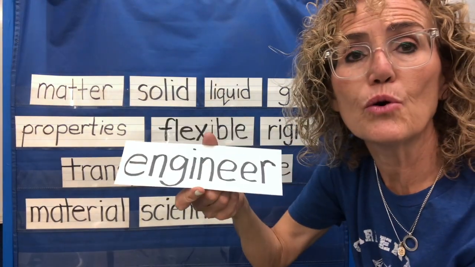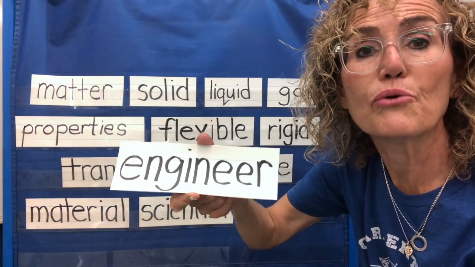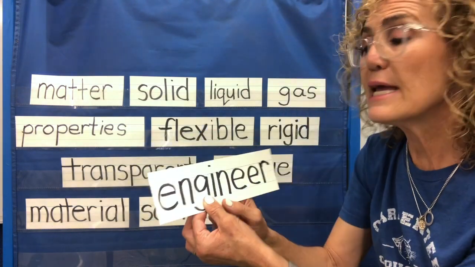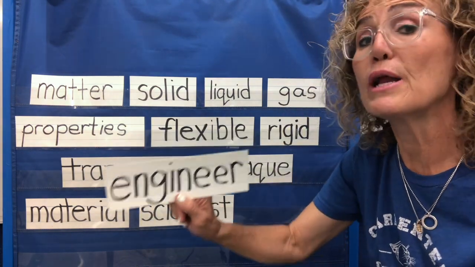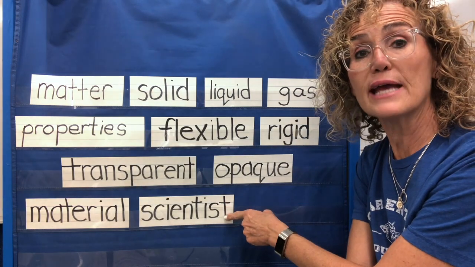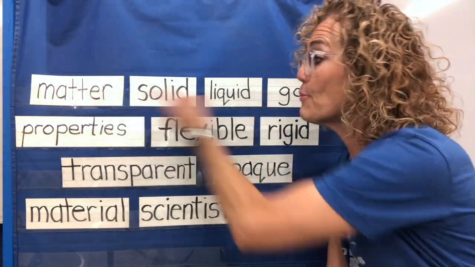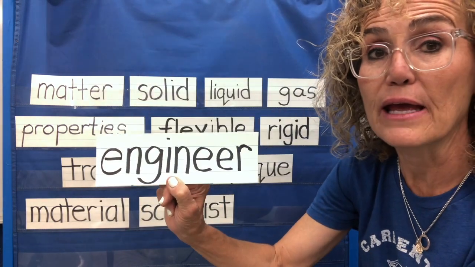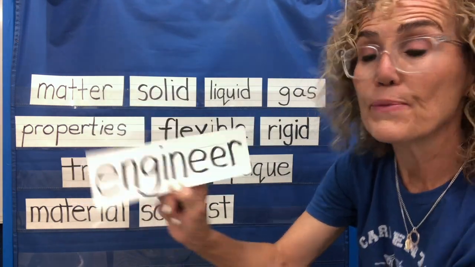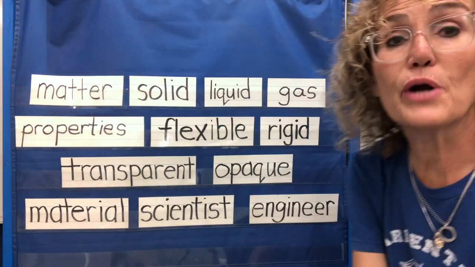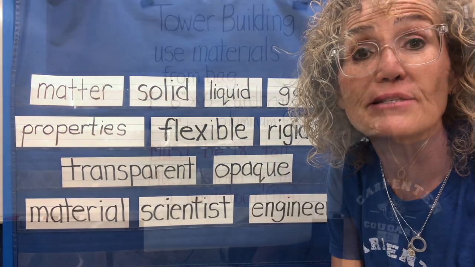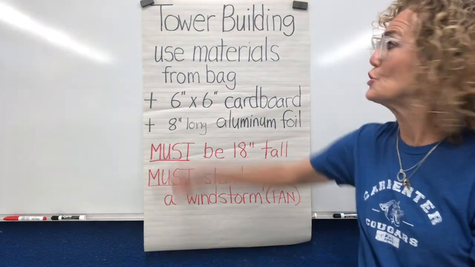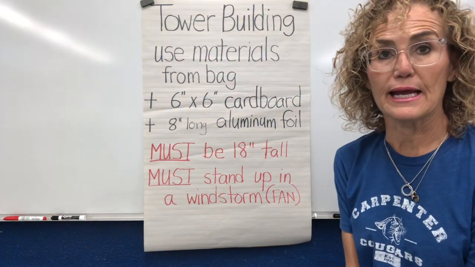Engineers are people who solve problems. An engineer is a person who's going to take information from the scientist about properties of matter and then design something to solve a problem. So today, you guys are going to be engineers. Okay, engineers. Today, we're going to do tower building.